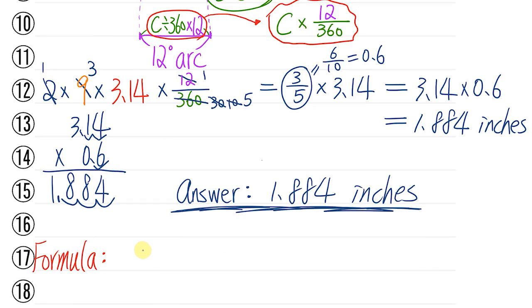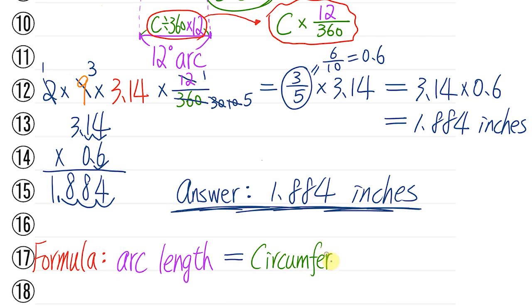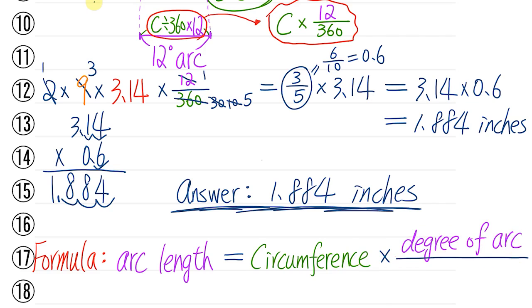Let's finish today's video with a formula for finding out the arc length. The arc length of a sector is equal to the circumference of the circle times the degree of the arc over one full rotation, that's 360 degrees.